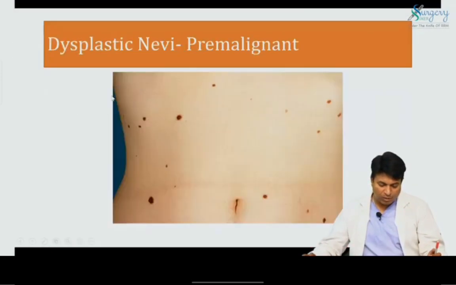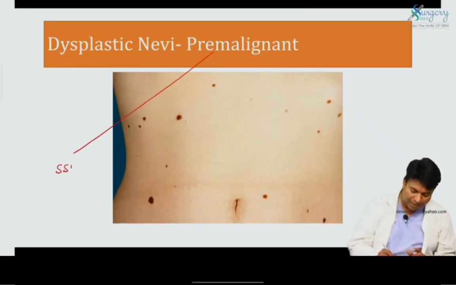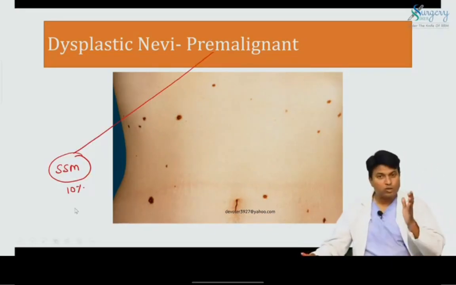So let us see the pictures now. This is a typical dysplastic nevus, typically pre-malignant. On long-standing, it goes on to superficial spreading melanoma in 10% of the patients. So 10% of them will go on to superficial spreading melanoma.